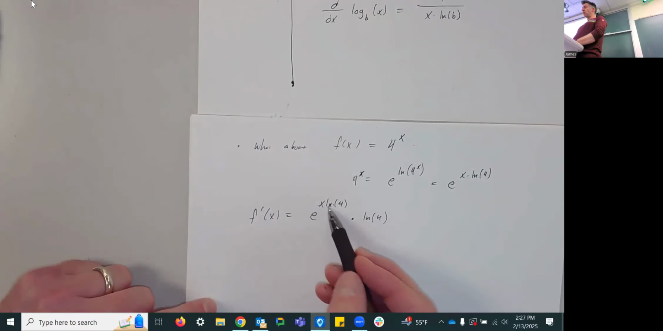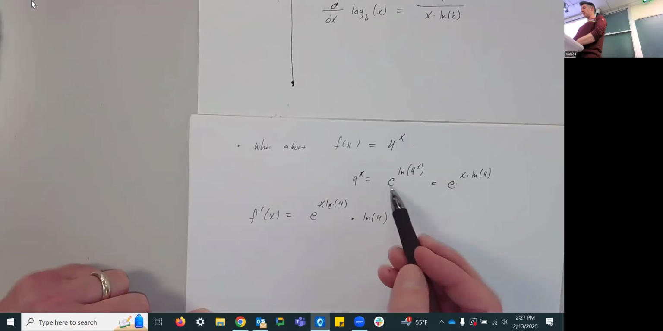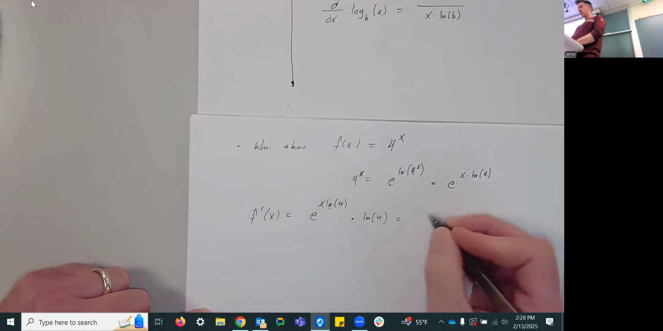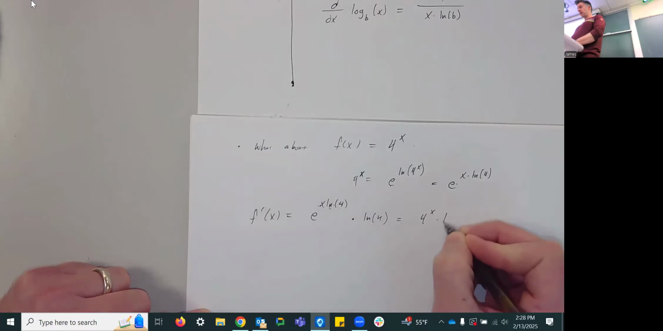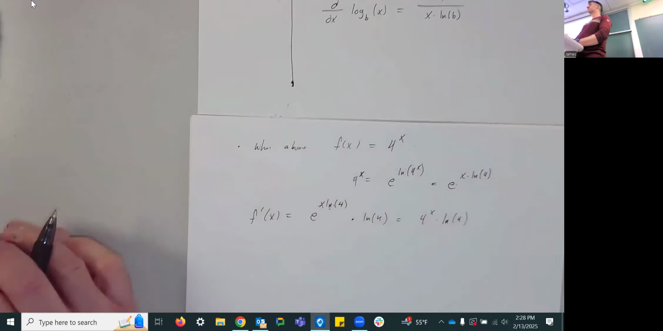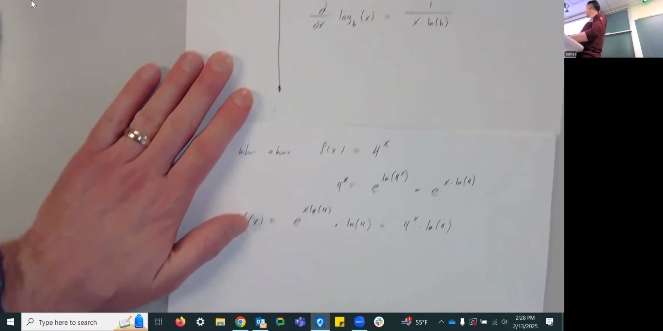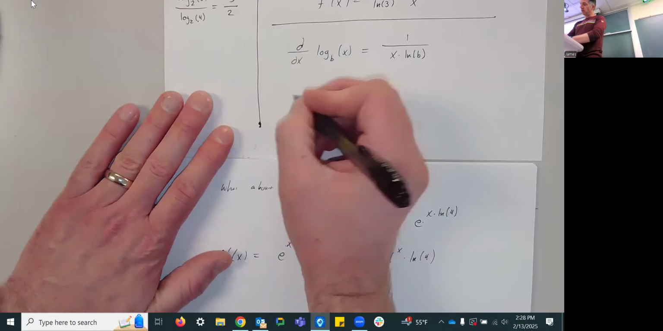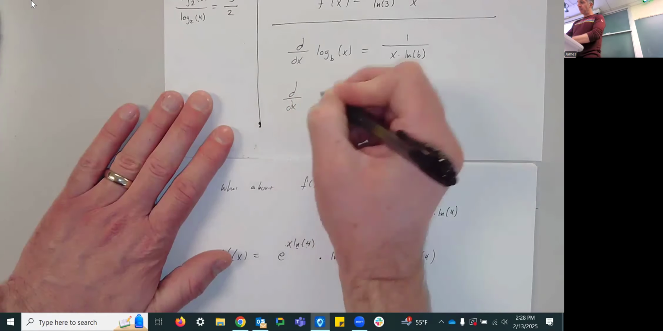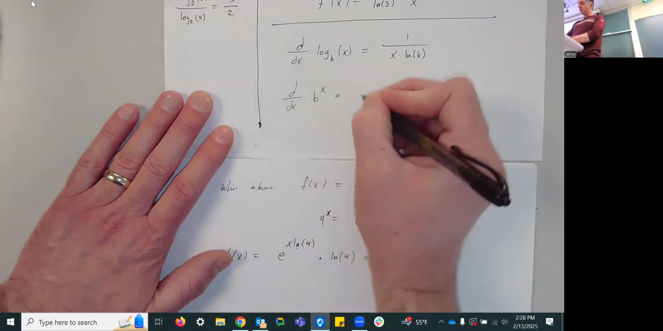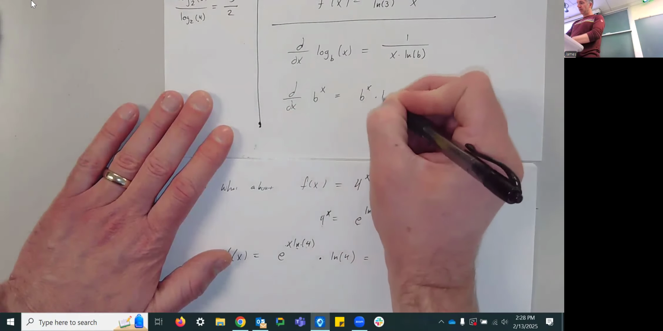Okay, one more thing. e to the x times natural log of 4 is just e to the natural log of 4 to the x, which is just 4 to the x. So really this is equal to 4 to the x times the natural log of 4. Or, stated more generally, the derivative of b to the x, some other base, is equal to b to the x times the natural log of b.